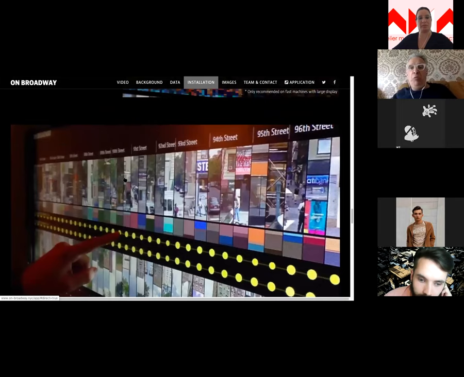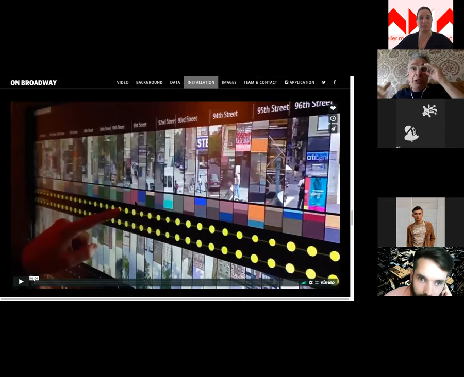What we have done is this interactive interface designed for touch screens. It was a commission from New York Public Library. Later it was also shown at the Shanghai Architecture Biennials and different places. I'll just play a video which shows you how the interactive interface works. It was installed in New York Public Library for 30 months.